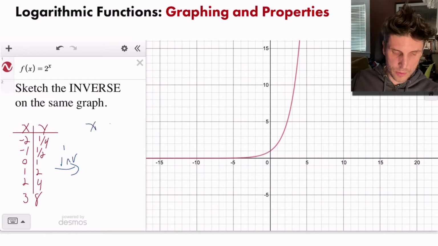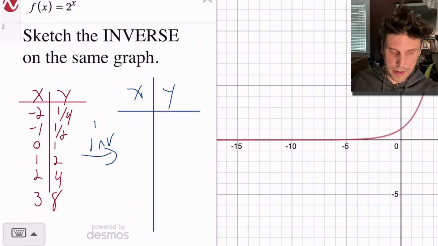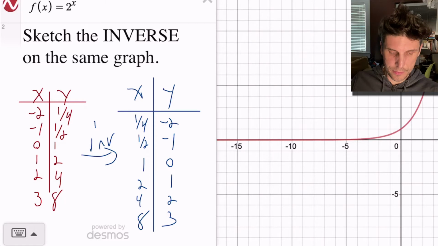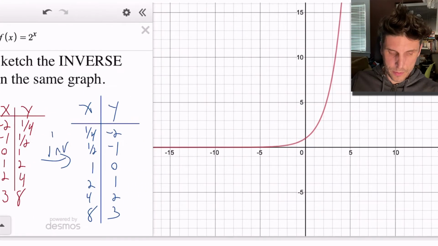we have x, we have y. So I'm going to just write all my x values in the y column. -2, -1, 0, 1, 2, 3. And then 1/4, half, 1, 2, 4, and 8. I'm going to plot those coordinates.